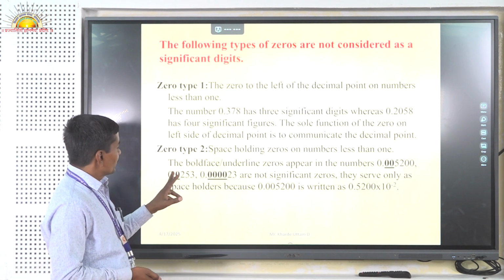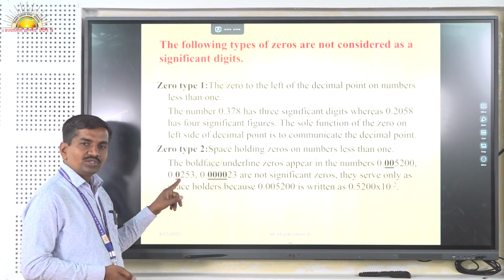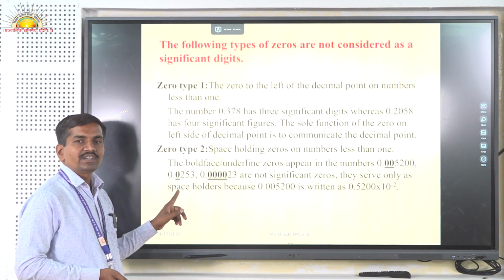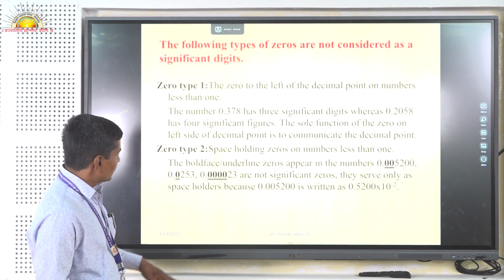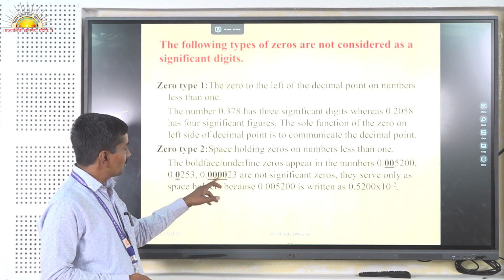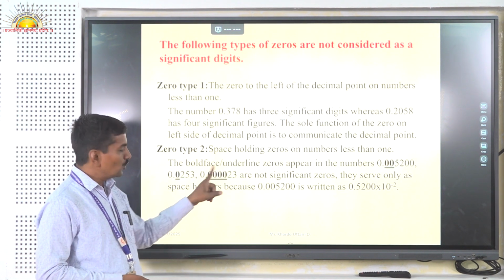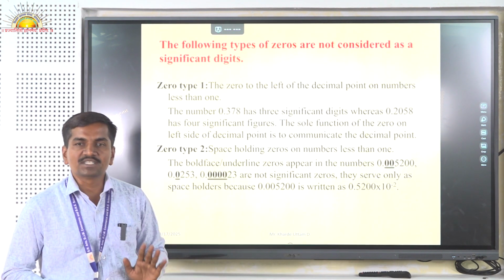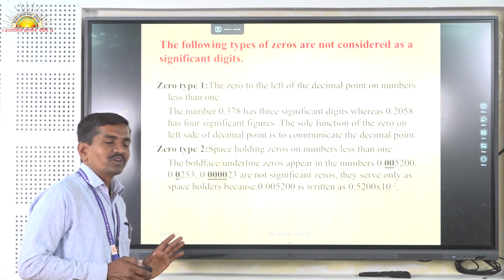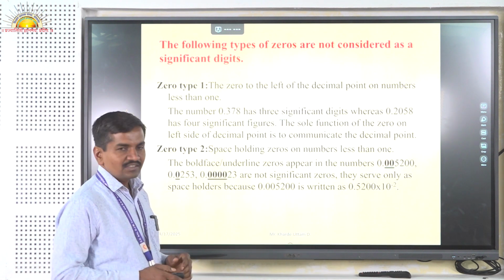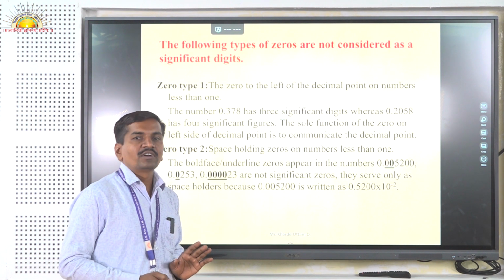Similarly, in the number 0.0253, the zero after the decimal point is again not a significant digit. Then in the third number, 0.000023, there are again 4 zeros after the decimal point, and again we will not consider them significant digits or significant figures. That means the space holding zeros are not significant zeros.